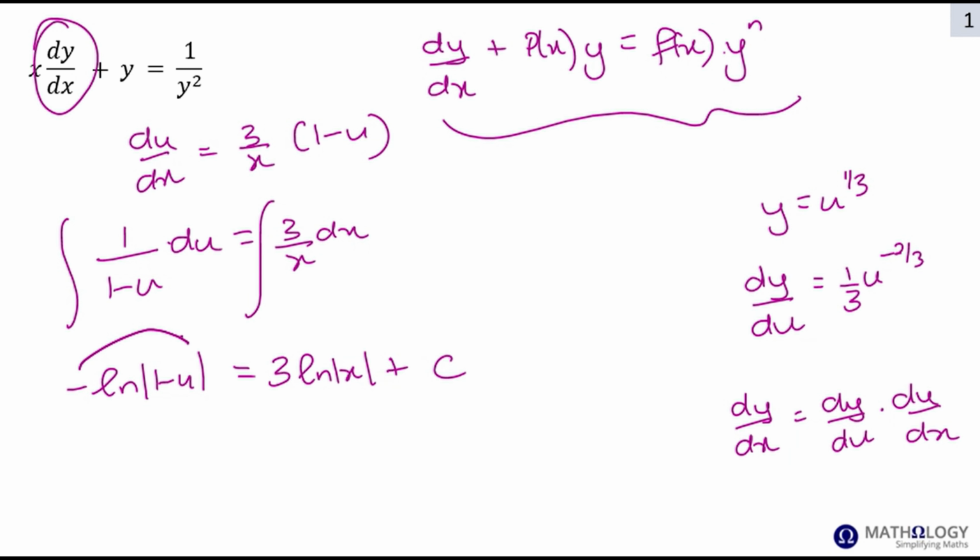I can take this minus up here using log laws. So ln of 1 minus u to the minus 1 equals ln, and similarly, we're going to just write this as ln x cubed plus c.